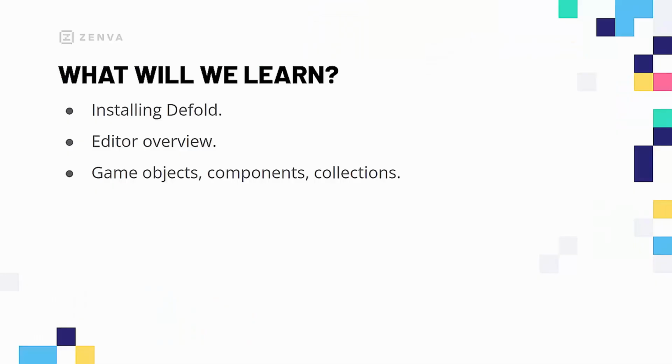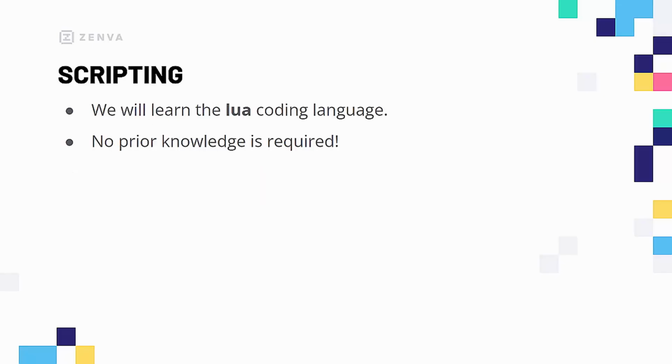So in this course, we looked at first of all installing Defold, then an overview of the editor, what each of the different panes do. We then looked at the building blocks of game objects, components, and collections, and how they work together to construct our game. We then also looked at scripting. We learned the Lua coding language, and we looked at it from the very beginning, so no prior knowledge was required.